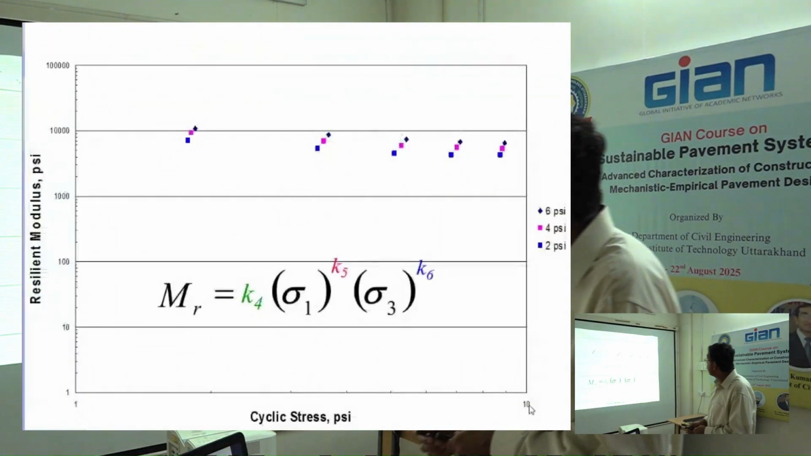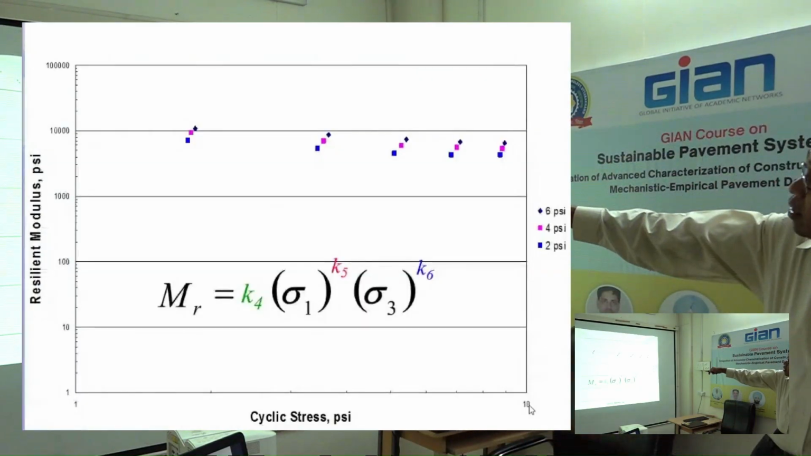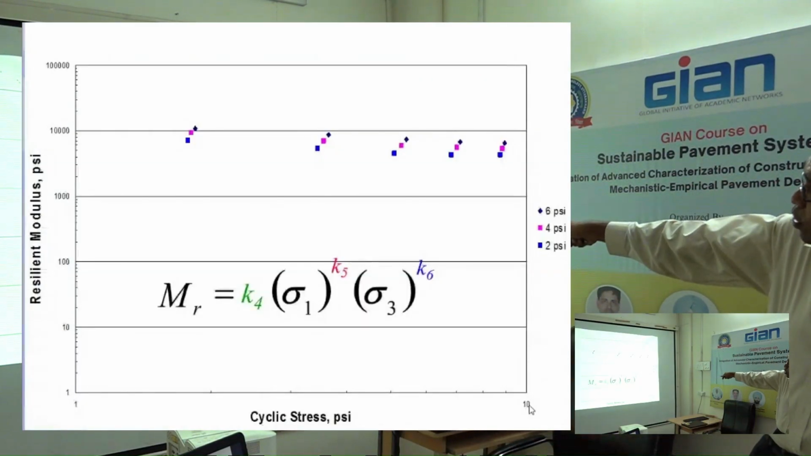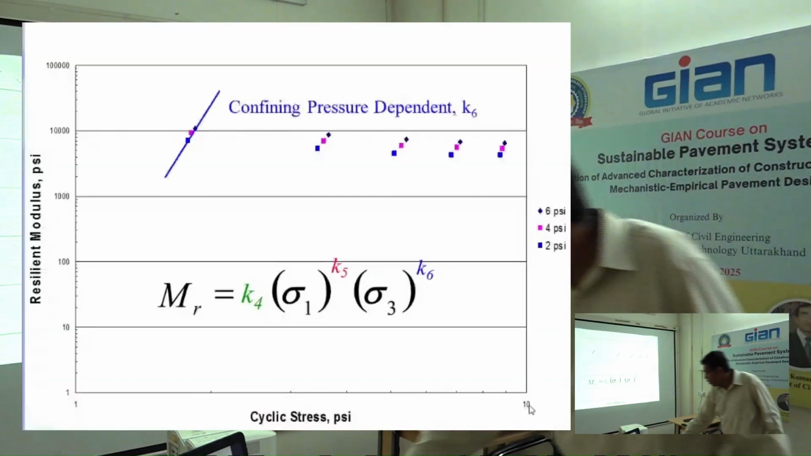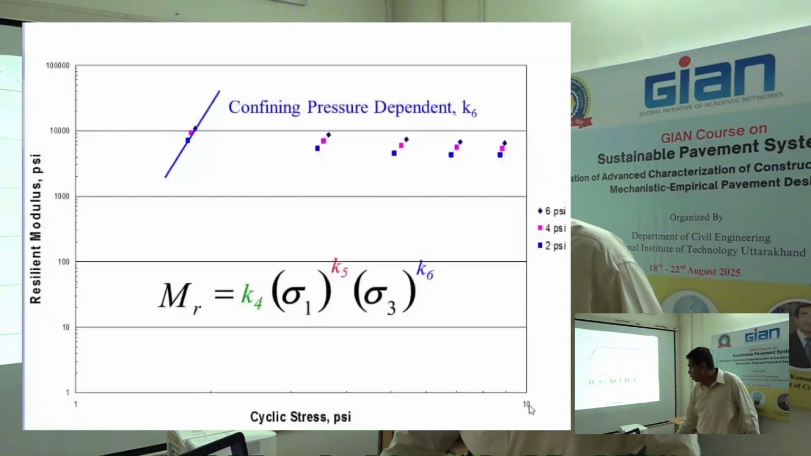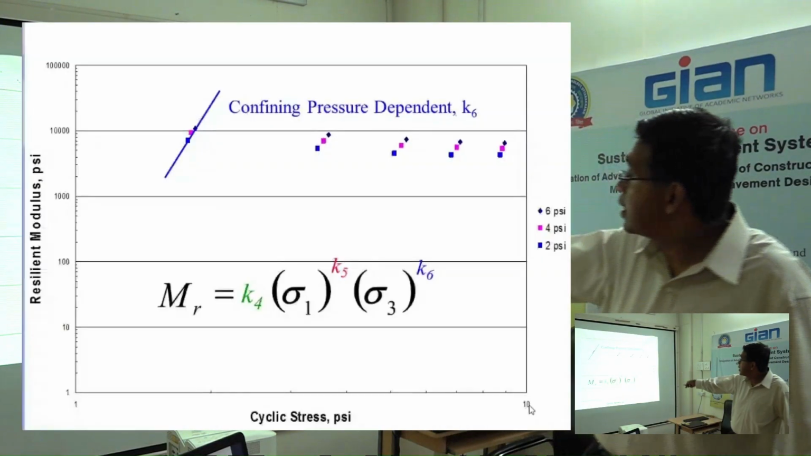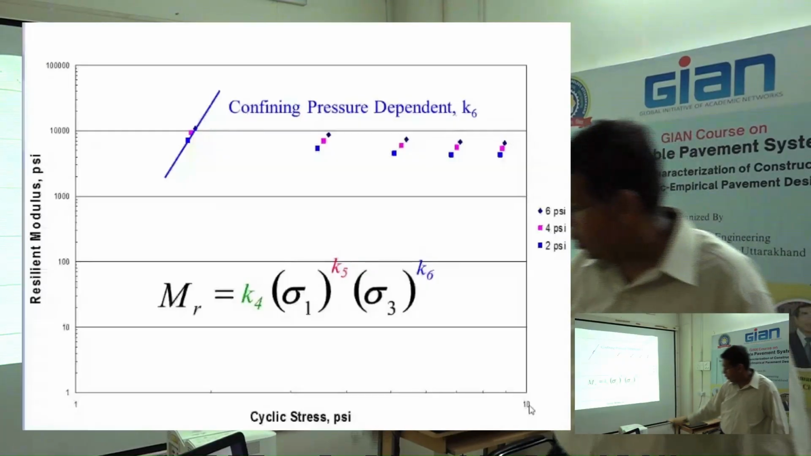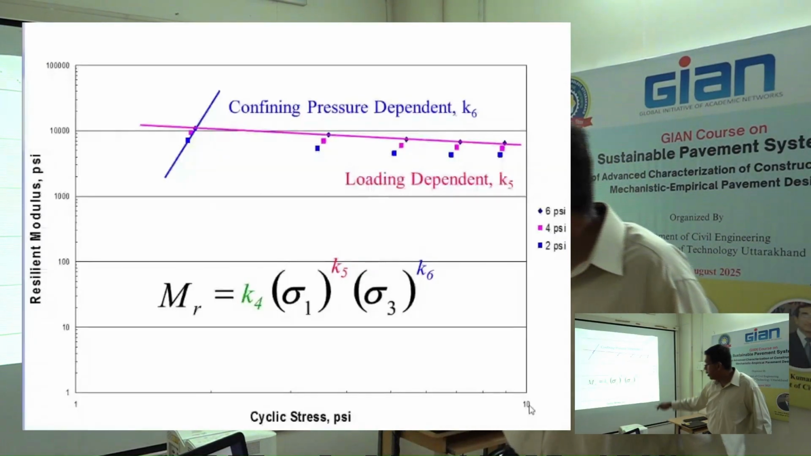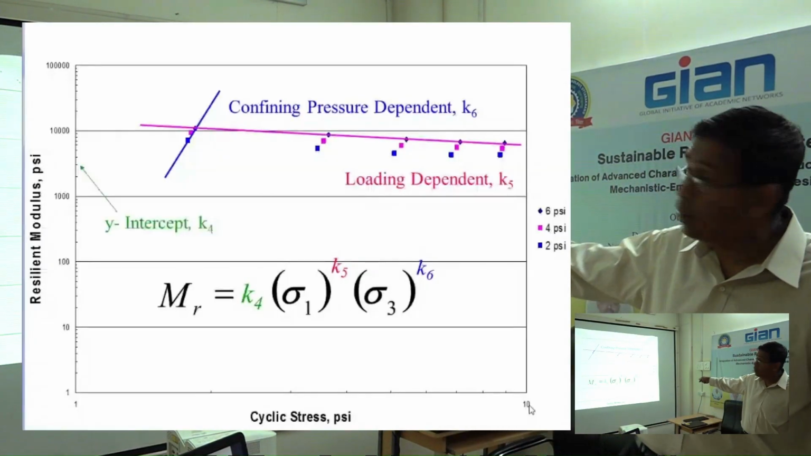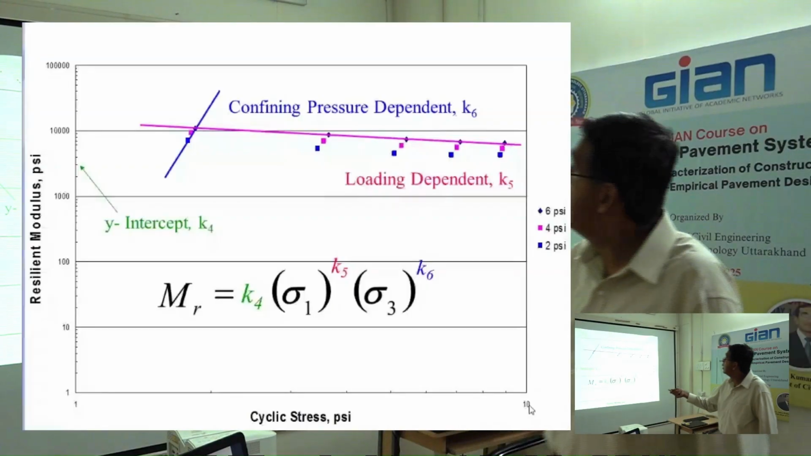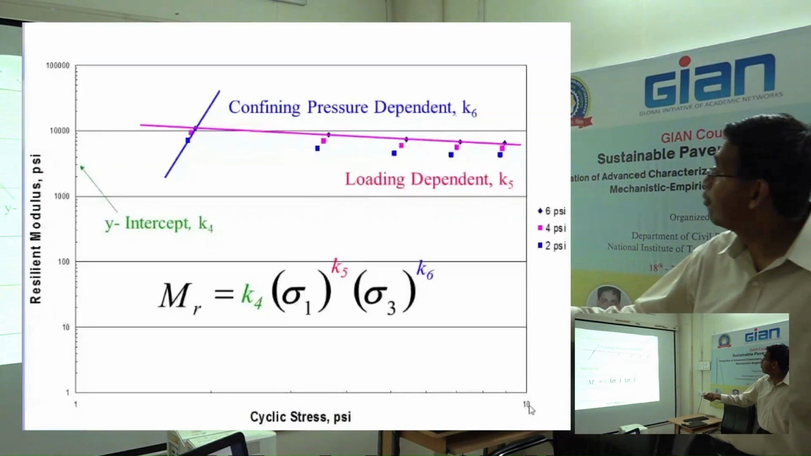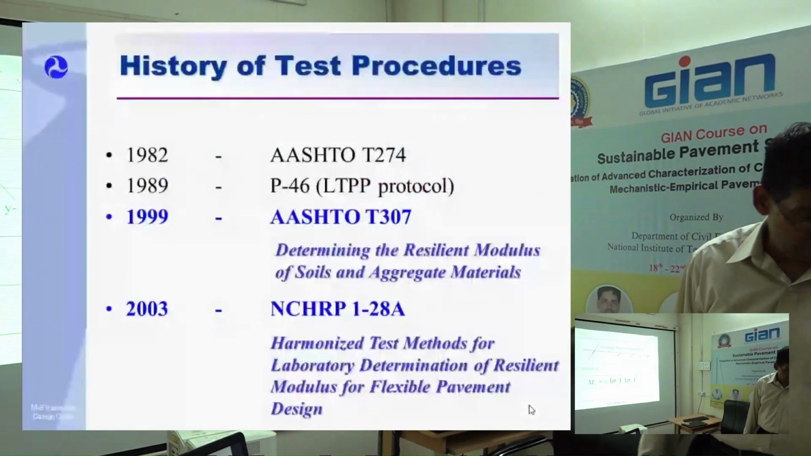I showed this graph before. This is a better graph. Right here, you have 2, 4, 6. That is your confining pressure. And then you have this 4 down. Confining pressure dependent is K6, sigma 3, right here. And then load dependent, sigma D dependent, is right there. Intercept is K1, so this is right at the intercept, and K5 is the load. This is how you get the problem.